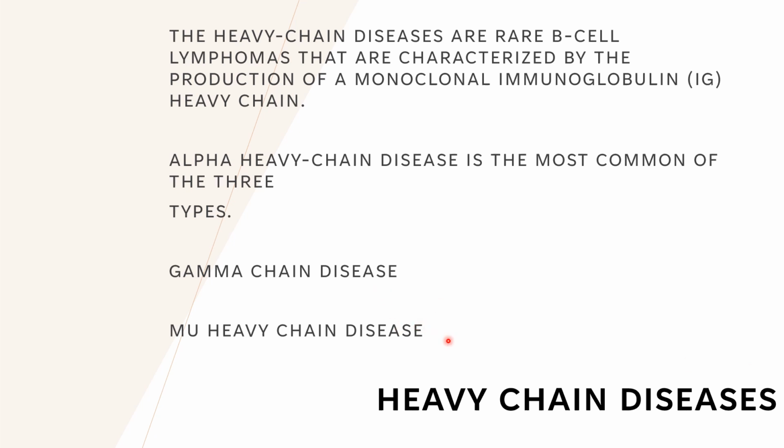So, the heavy chain diseases are not a specific entity, but represent the group of proliferations in which only the heavy chain is being overproduced. So, alpha heavy chain disease is the most common type among the heavy chain diseases.